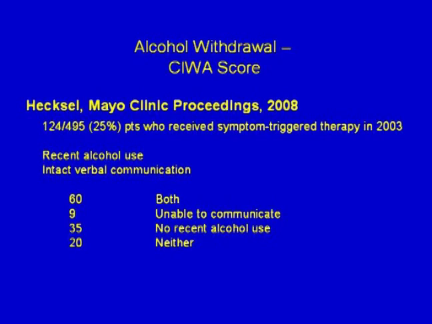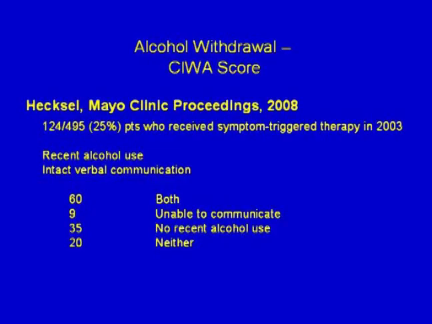And the premise of the study was that to have alcohol withdrawal, you've got to have recent alcohol use. So if you were an alcoholic and used 10 years ago, and then you come in the hospital, you can't have withdrawal. Given what I just said about the need to have intact verbal communication, you need to have that. So you need those 2 criteria to use CIWA and symptom-triggered therapy appropriately. Breaking it down, of those 124 patients, only 60 met both criteria. So less than 50% of the patients that were getting a CIWA scale, getting treatment based on that, actually met criteria. 9 weren't able to communicate, 35 didn't have any recent alcohol use, and 20 had neither.